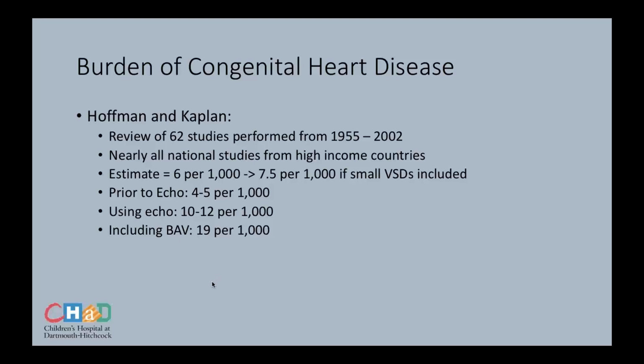They also noted that prior to the use of echo, the estimates were lower, which makes sense. We weren't picking up a lot of these smaller defects, so the rates were more like 4 to 5 per 1,000. As we get into the later years of using echo, those rates increased to the numbers we use more now, 10 to 12 per 1,000. And of course, if you include something like bicuspid aortic valves, the rates increase almost double, as we know the rate of bicuspid aortic valve is about 1 to 2% in the population.